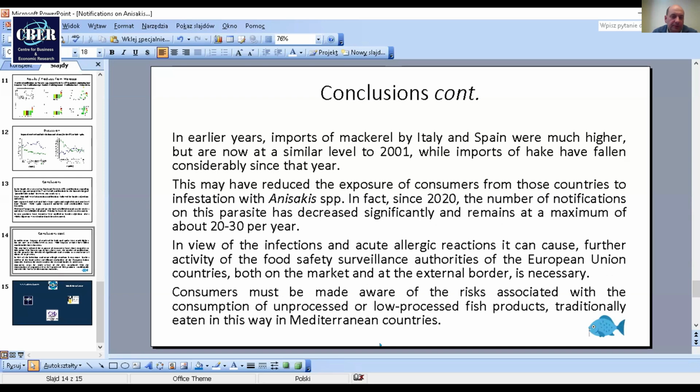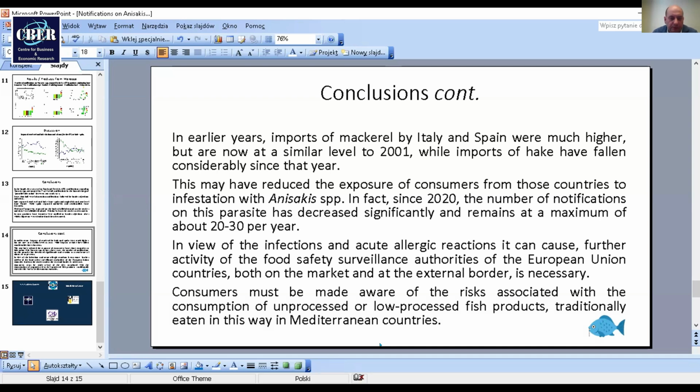In the past, imports of mackerel by Italy and Spain were much higher, but now they are at a lower level. This may have reduced the exposure of consumers from European Union countries to this parasite. It's very important because in Mediterranean countries like Italy or Spain, people are used to eating raw fish. But I can also add that the problem is even bigger in Japan, where this habit is more common than in Europe.